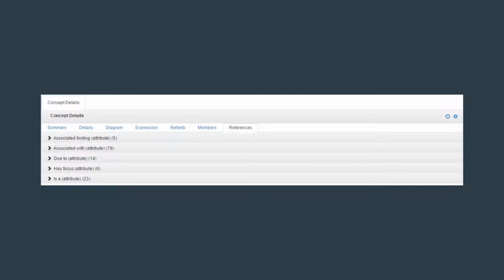Finally, the references view provides a great deal of potentially useful information in the form of relationships between the current concept and others. You can see that they are in 5 groups. We will discuss only the first 2, but I would suggest you explore the others.